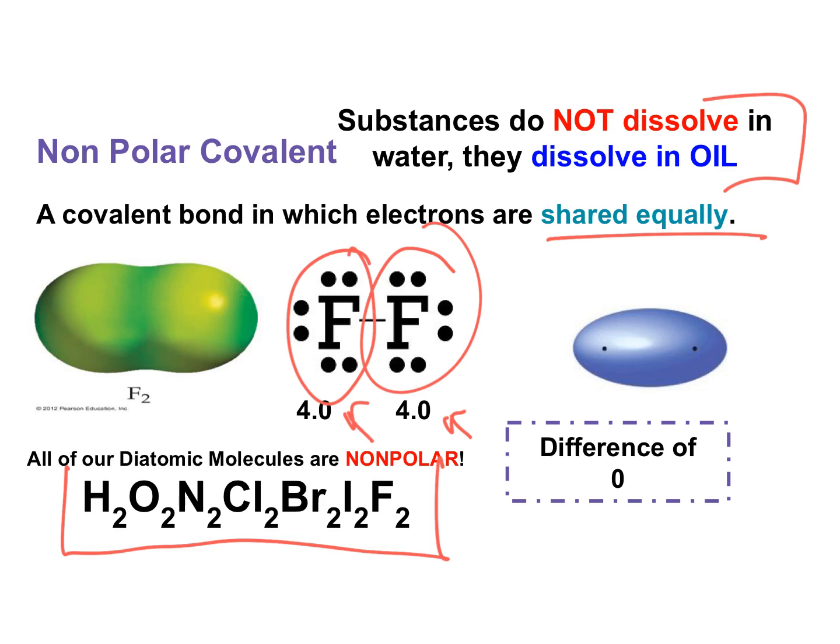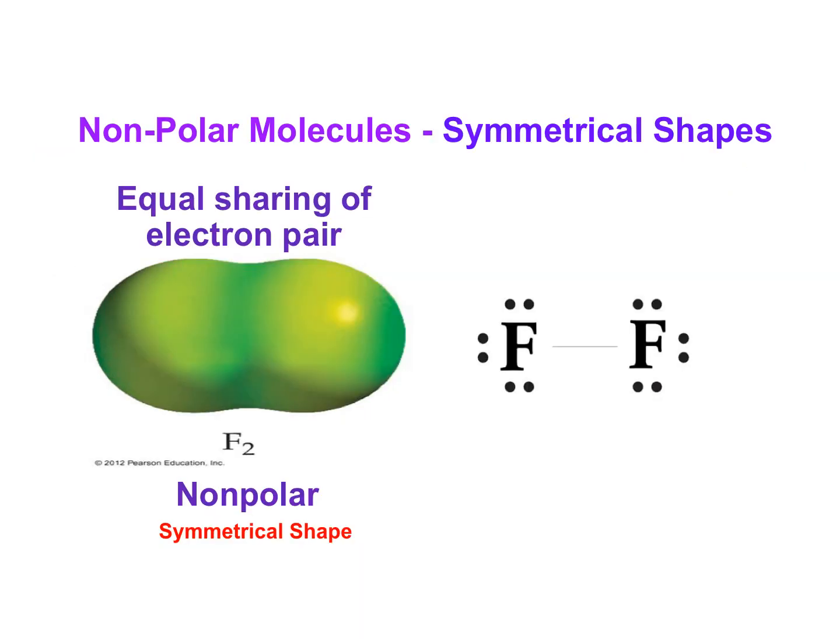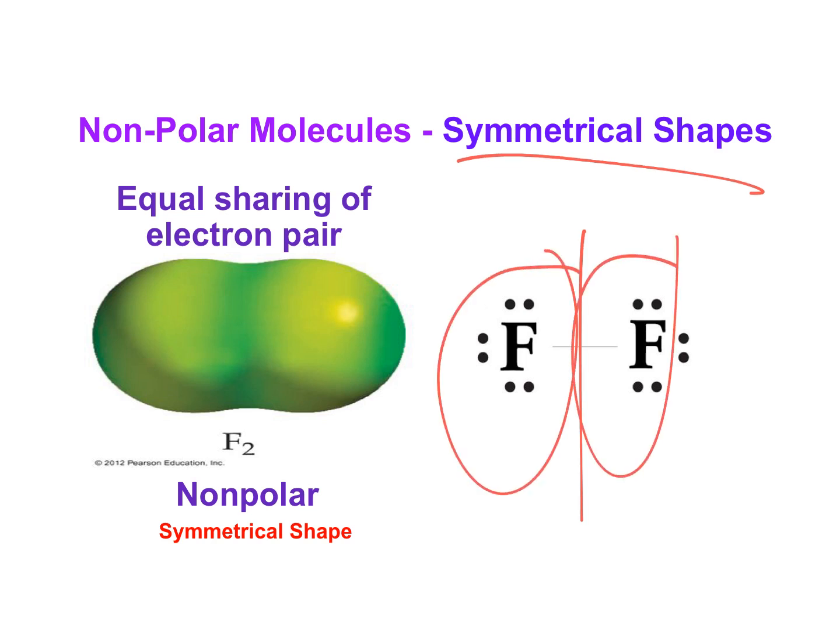So again, polarity is that difference of the electronegativity values, and when the difference is 0, something is nonpolar. Another thing to note about those nonpolar molecules is that they have symmetrical shapes. So if you draw a line down the middle, and there is a mirror image of one another on the left and the right side, then you know that it's nonpolar.